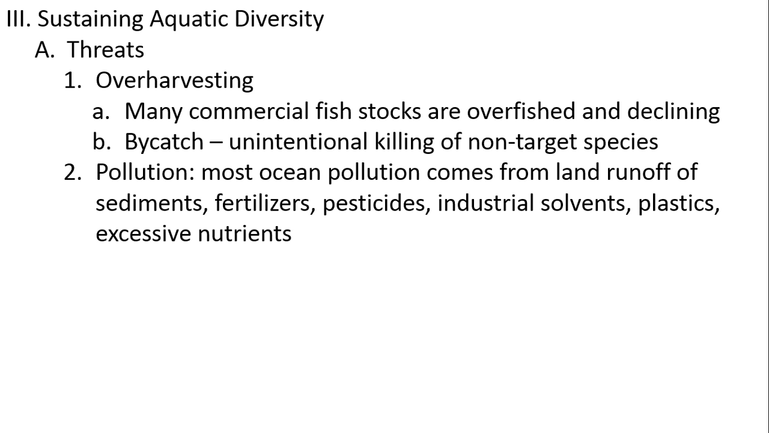Pollution affects the ocean quite a bit. Most people don't realize that most ocean pollution comes from land activities. Runoff that includes sediments from building houses and construction, fertilizers from our lawns and agricultural practices, pesticides, industrial solvents, plastics, excessive nutrients, among other things. They've even found that residue from birth control being used by women actually influences the gender and sexual cycles of fish out in the ocean. So it's very crazy how our behavior on land impacts the ocean.